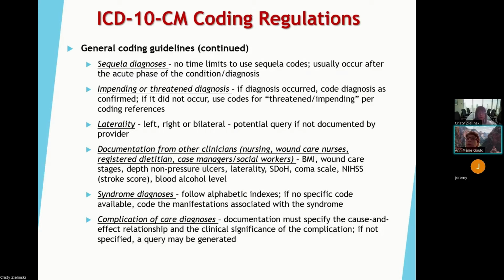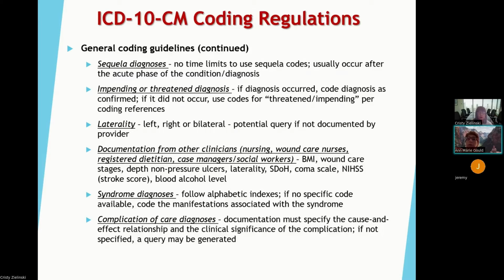We can get, of course, the BMI, the wound care stages, the depth of non-pressure ulcers, your laterality, your SDOH, that's your social determinants of health. That's now a big thing. So where all your Z codes are. And CMS and all the other three cooperating parties, they're looking at that. They're gathering that data currently.